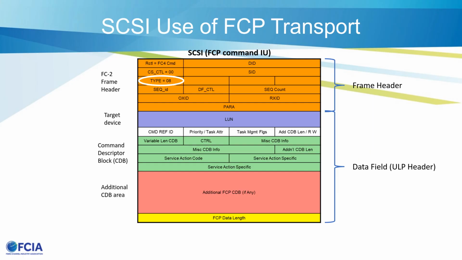So the first thing that we see is the LUN, which indicates what chunk of storage we want to access. And then the command descriptor block provides information on what we want to do with that. There's also an additional command descriptor block area in case we have additional actions that need to take place. And then finally, a data length that tells us how much data follows in the rest of the data field associated with the SCSI operation.